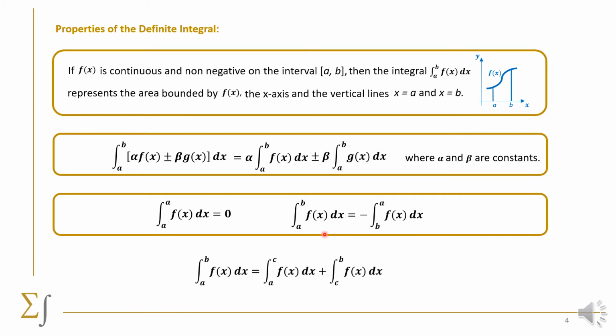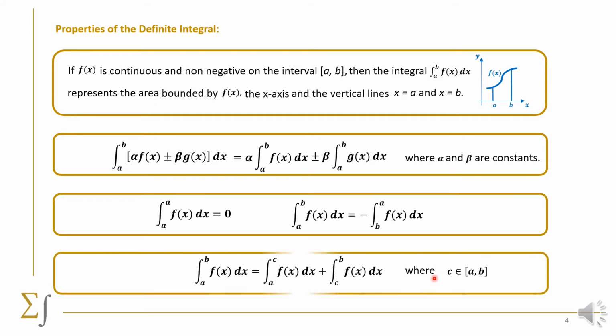These are two properties. And finally, we come to the last property, where we have the integral from a to b can be split into two parts, from a to c and then from c to b, where c is a point belonging to the closed interval a b.